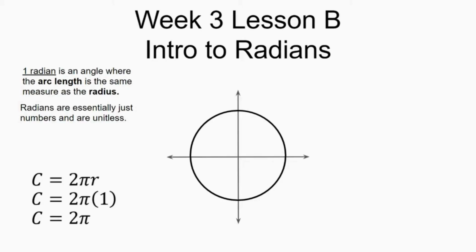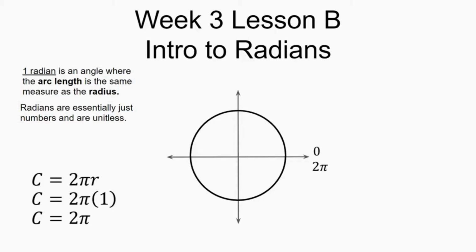So like degrees, we started off on the positive x-axis and we said that was 0 degrees. Since radians are unitless, I'm just going to say we start off at 0. That means if I go a full circle, the arc length is going to be 2 pi. So from beginning to end is 2 pi, like from beginning to end in degrees is 0 degrees to 360 degrees.